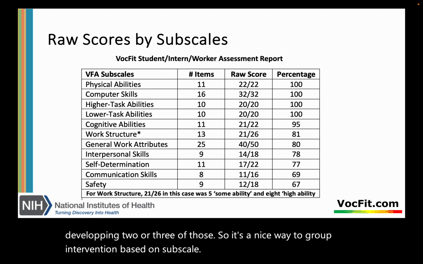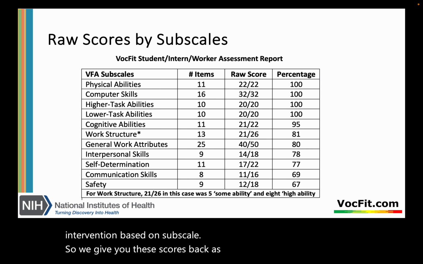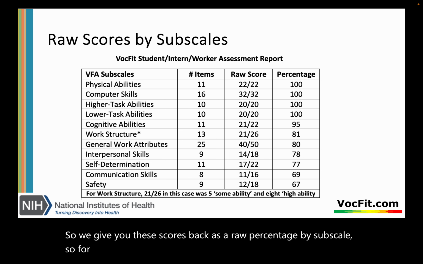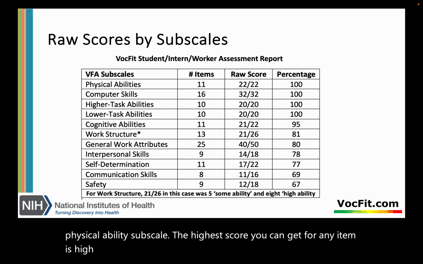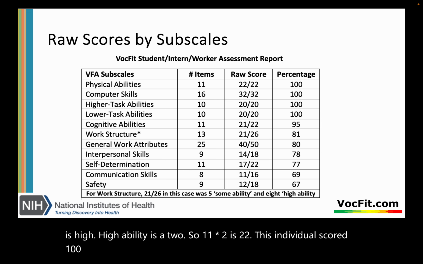So we give you these scores back as a raw percentage by subscale. So for example, if you look at this chart, there are 11 items in the physical ability subscale. The highest score you can get for any item is high. High ability is a 2, so 11 times 2 is 22. This individual scored 100% for physical abilities. So we give you that information back.